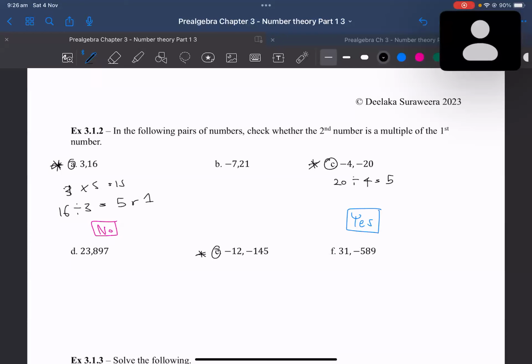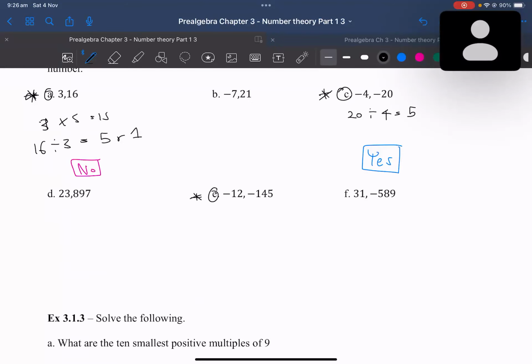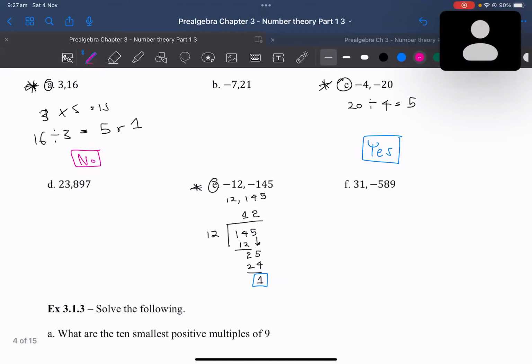All right, let's go to E now. We're just going to check if -12 is a multiple of -145. Here we're just going to ignore the signs and do 12 and 145. If you do long division, you can see that 12 goes into 14 once. 12 times 1 is 12. Subtract: 14 minus 12 is 2. Carry the 5. 12 goes into 25 twice, so 24. The remainder is not 0, it's 1. Since the remainder is 1, not 0, it's not a multiple, so it's no.